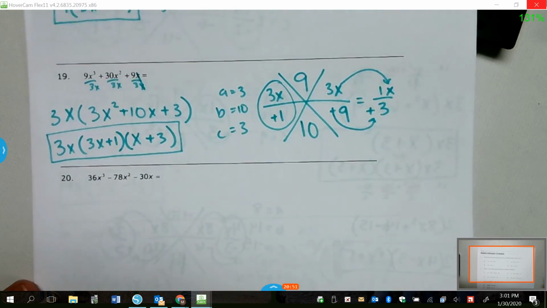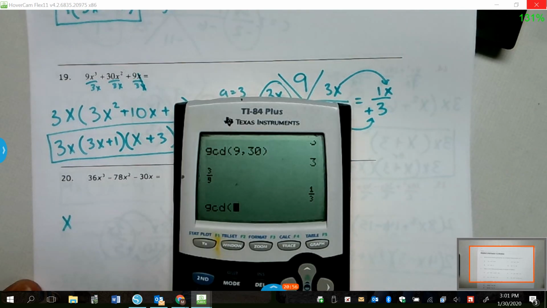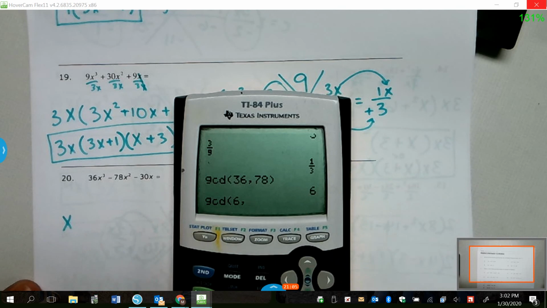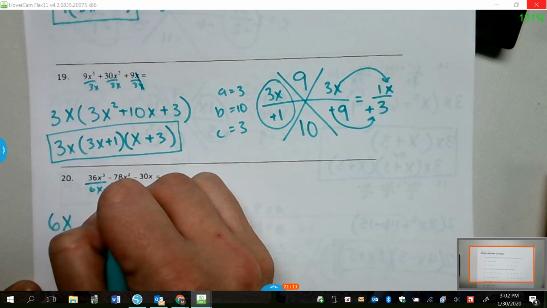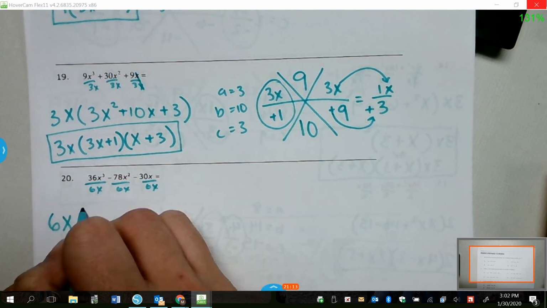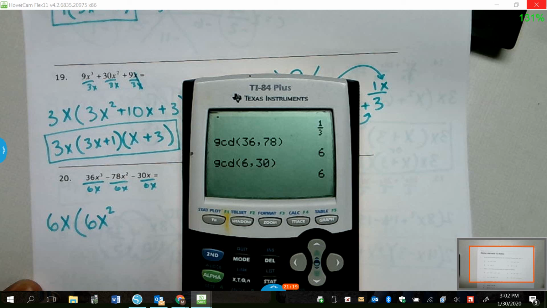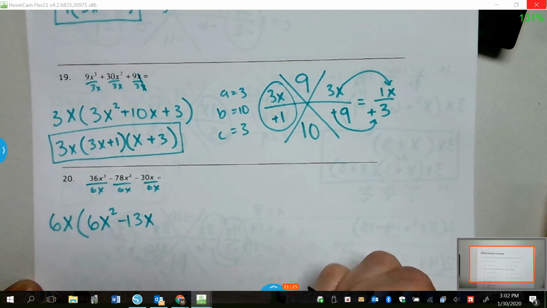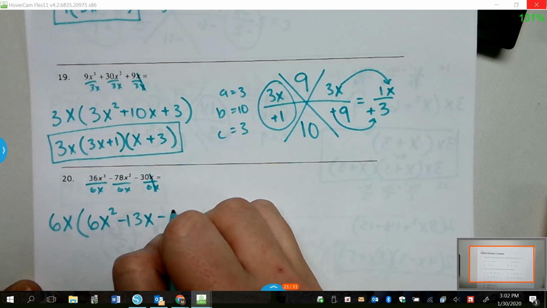Last problem. Check for a GCF. They're big numbers. They all have an x, so I'm going to take out an x. So math right 9, 36, 78 tells me 6. So let's see, math right 9, 6, because that's what I got, comma 30. So 6x is my GCF. 6x, 6x, 6x. Okay, 36 divided by 6 is 6. Took 1x out, I still have 2 left. Negative 78 divided by 6 is negative 13. I took 1x out, so I still have 1 left. Here the x's cancel because I took 1 out. And negative 30 divided by 6 is 5.